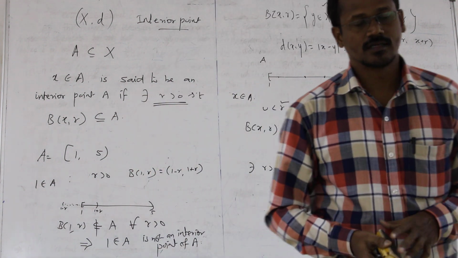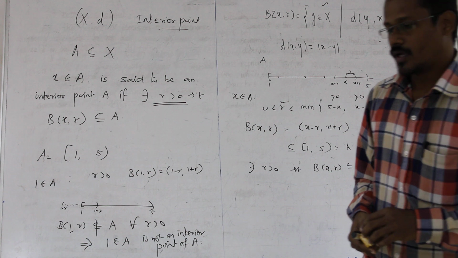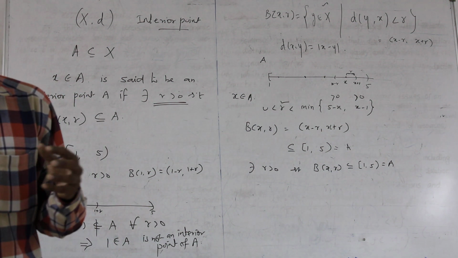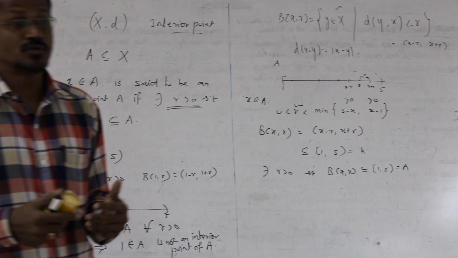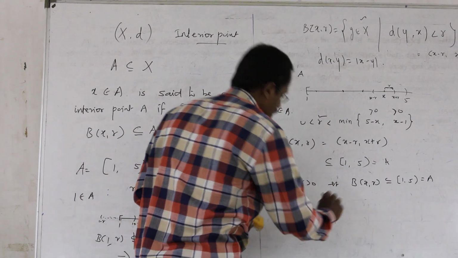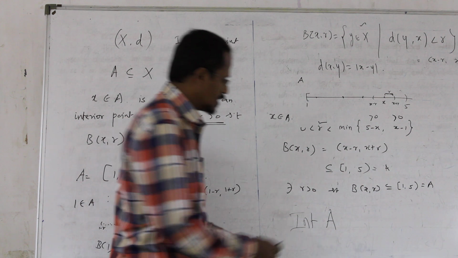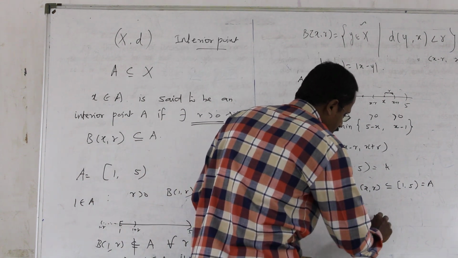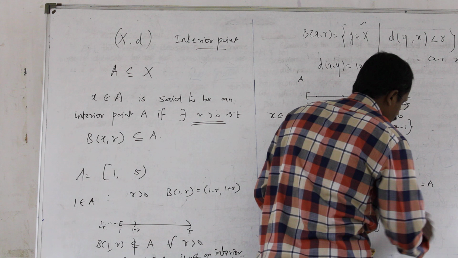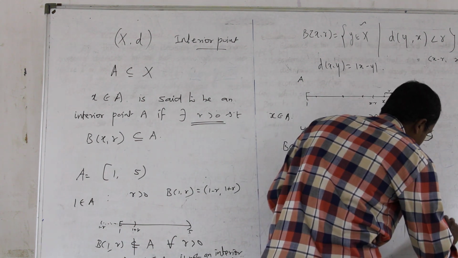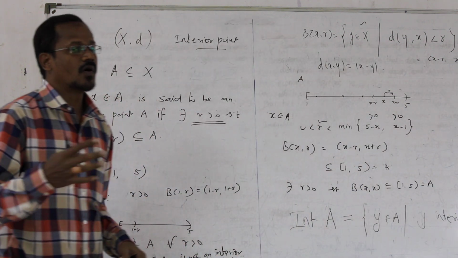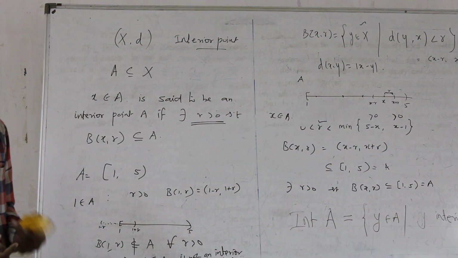The interior of a set. Given a set A, you collect all possible points which are interior to the set A. That is defined as the interior of the set A and denoted int A. It is a set, and it consists of those points in A which are interior to A. That is, it consists of all interior points of A.